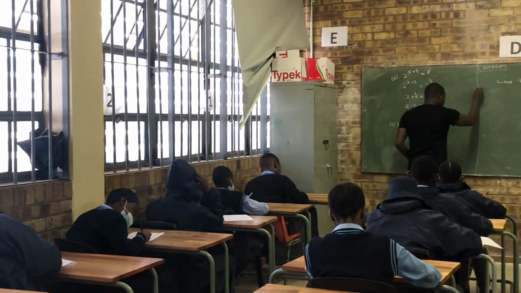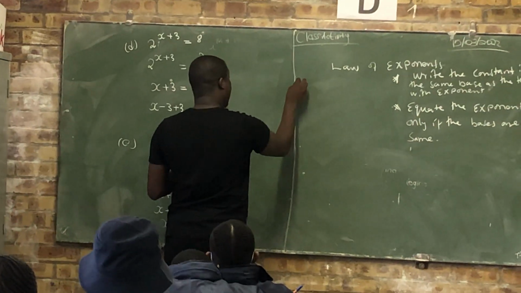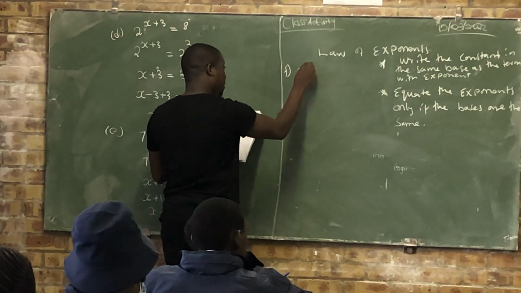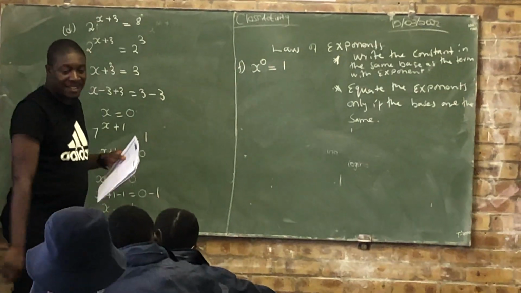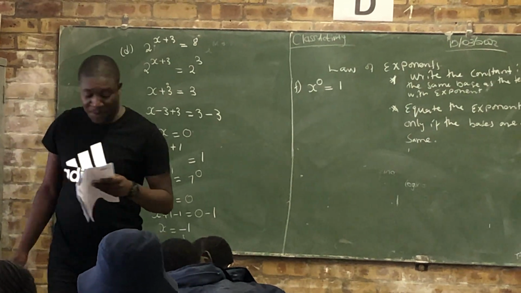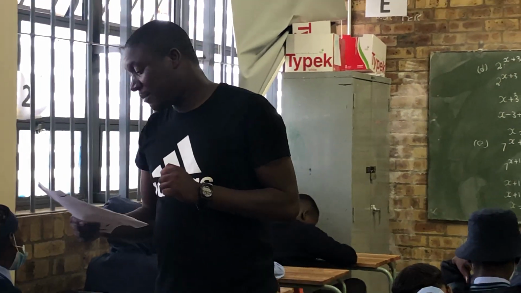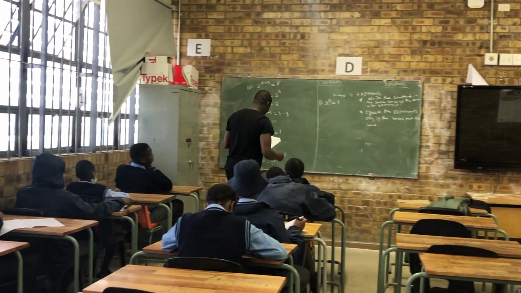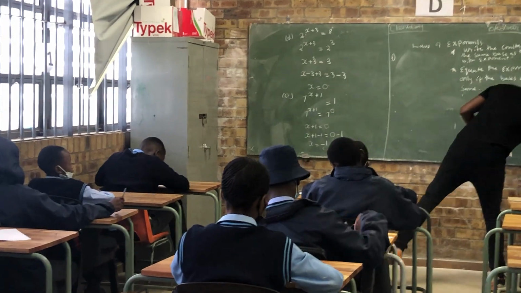Okay, I'm going to give you another one. Well, in here, let's do f. And f is going to be x to the power 0 equals 1. Okay, this one is too extreme. Let me delete it here. Yeah, this one is too extreme. Let me put something that we are able to do.